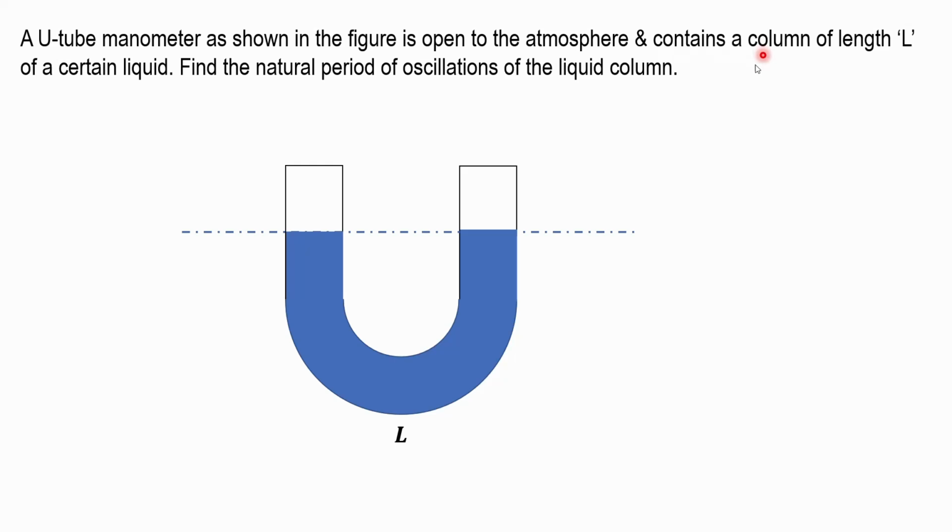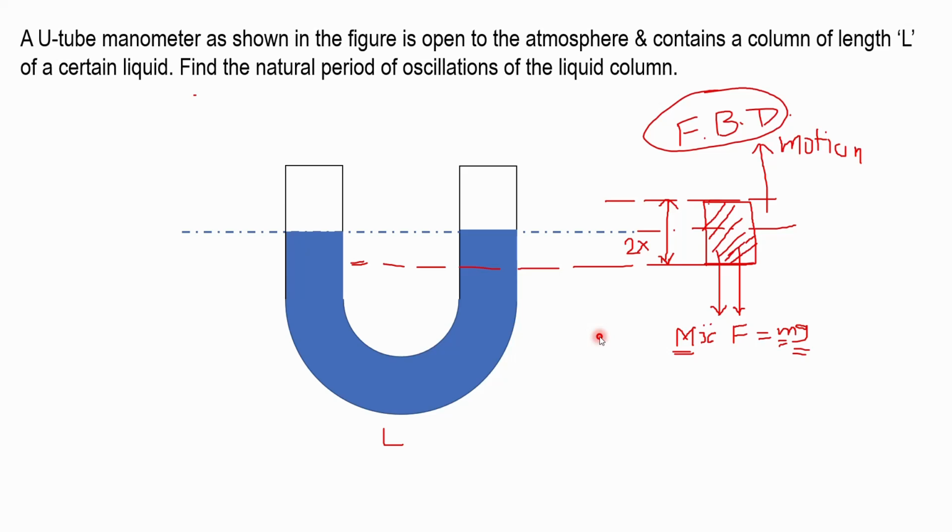And it contains a column of length L of a certain liquid. So this is the column of the liquid whose length is L. We have to find out what will be the natural period of oscillations of the liquid column. So suppose you tilt this U-tube manometer and then release, then there will be oscillations and we have to find out the frequency of that particular oscillation.